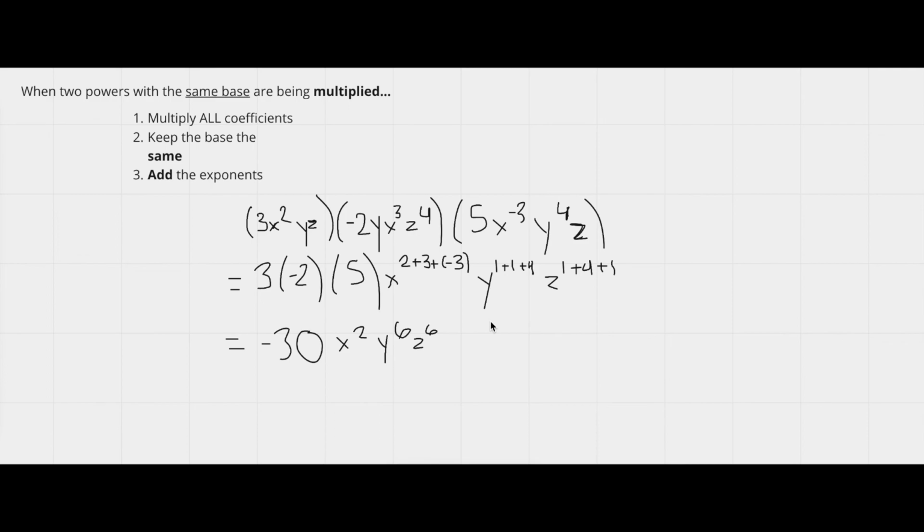And our final answer comes out to be negative 30, which comes from multiplying the coefficients, x, which is the base over here, x to the power of 2, x squared, since we added all of its exponents in all three of these powers, y to the power of 6, since we added all of its exponents, and z to the power of 6, as we added all of its exponents. So our final answer is negative 30, x squared, y to the power of 6, z to the power of 6.